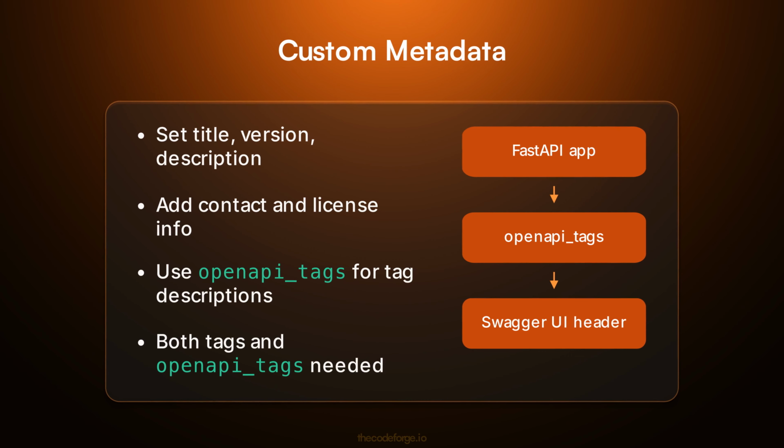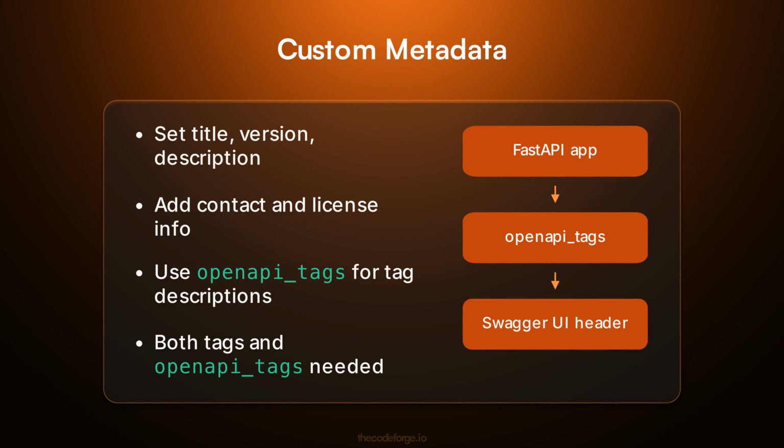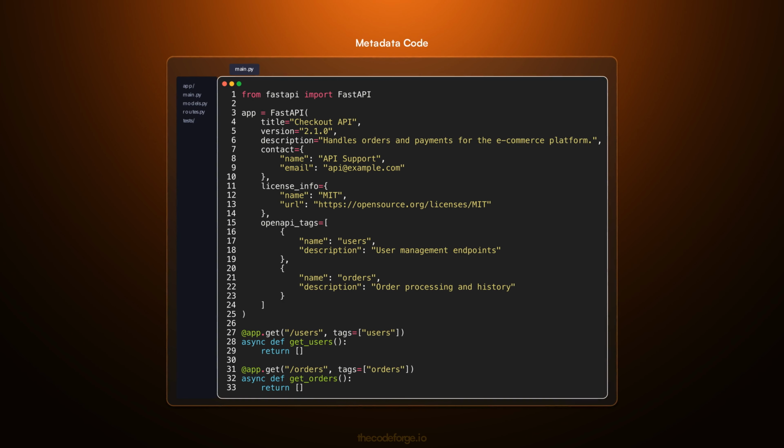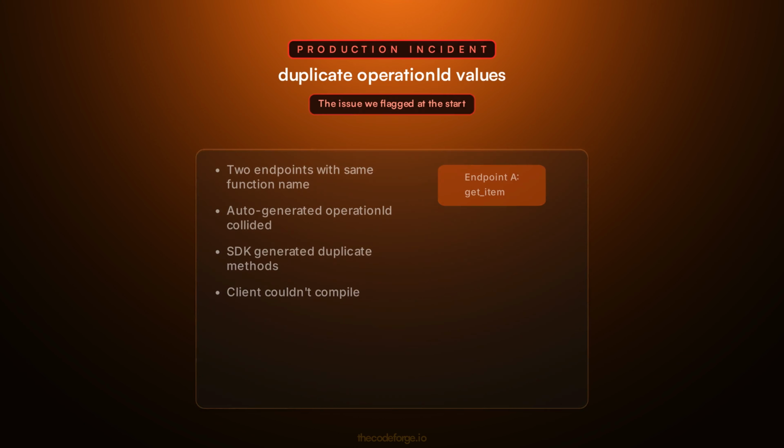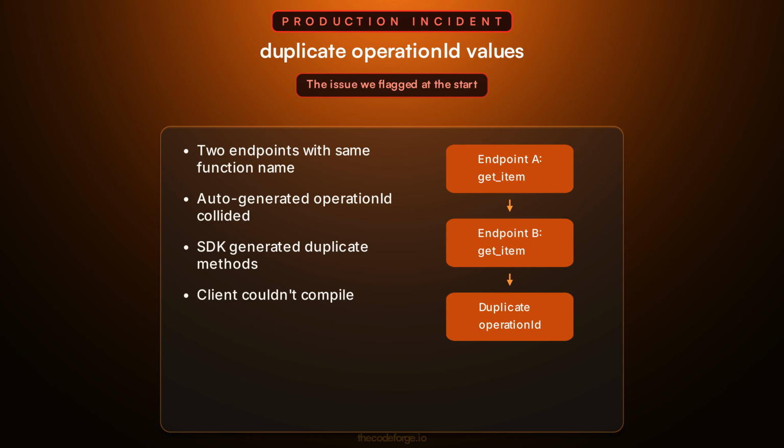You can customize top-level metadata like title, version, and contact. Use openapi_tags to add descriptions to tag groups, but remember to also add tags to your routes. This example sets metadata and tag descriptions. Note that both openapi_tags and tags on routes are required for descriptions to appear. This is the same issue we highlighted at the start.